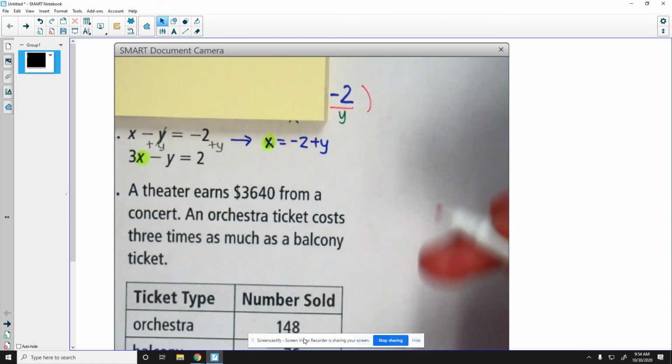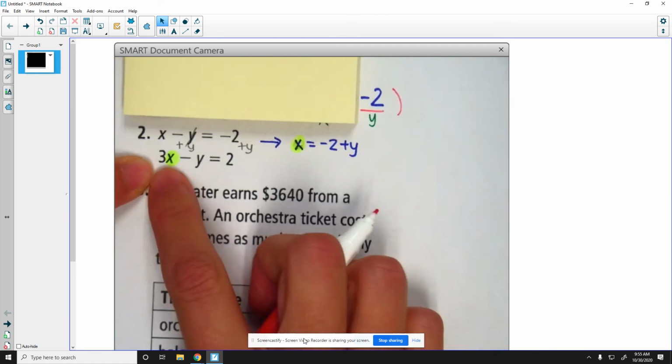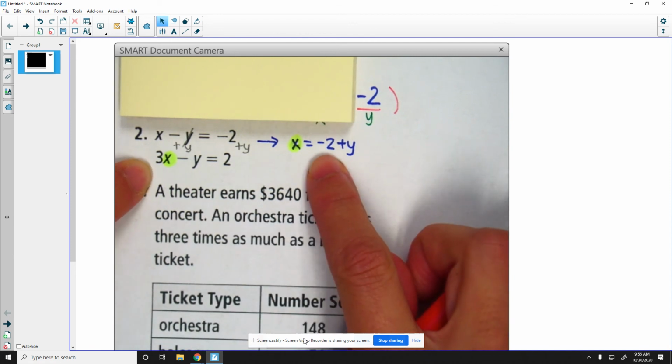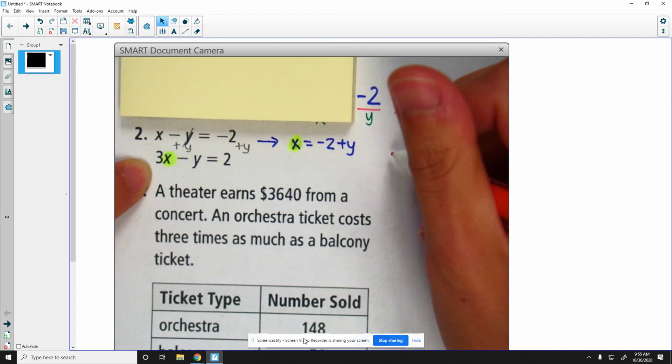So can anyone raise their hand and tell us, how do I rewrite this whole thing but replace it with this? What do we think? Cameron? I just have a question.